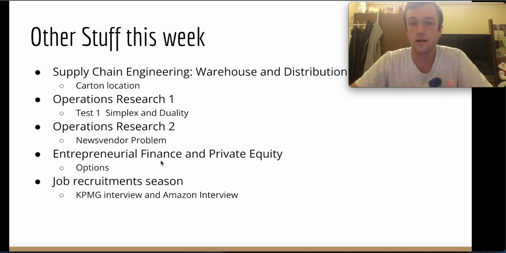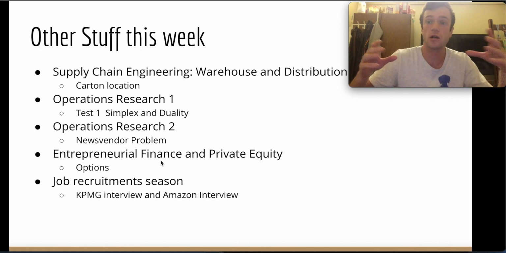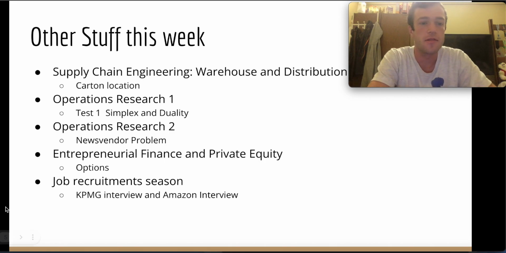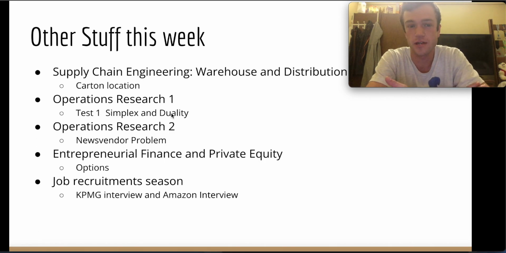So let's take a quick look at any other stuff that went on this week. In supply chain engineering, warehouse, and distribution, we had our first test, and then the second class of the week was going over the projects and what we've been looking at. Then Operations Research 1 was our first test, also over the simplex algorithm, duality, and an intro to path solving. In Operations Research 2, we wrapped up the newsvendor problem and moved on to different probability distributions.